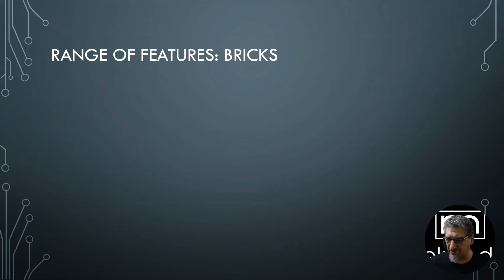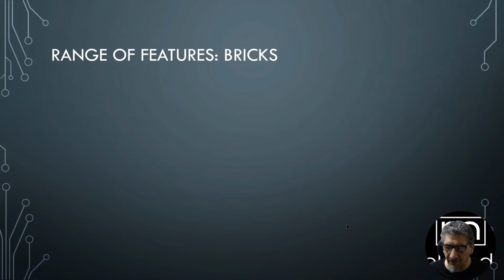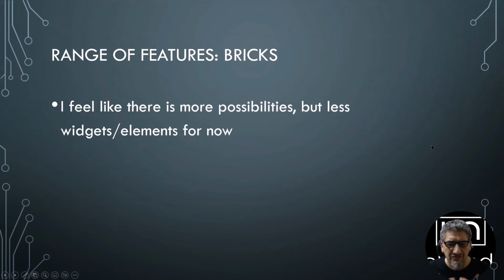The range of features. The third feature or element to check is what I call the range of features. What I mean by that is the number of elements or widgets, if you prefer, that they include right now, the number of elements that come with it. So let's start with Bricks first. So personally, I feel like there are more possibilities, but fewer widgets and elements for now in Bricks. What I mean by that is that I feel that Bricks is a little bit more advanced in some areas. For example, well, I'm going to talk about that later.